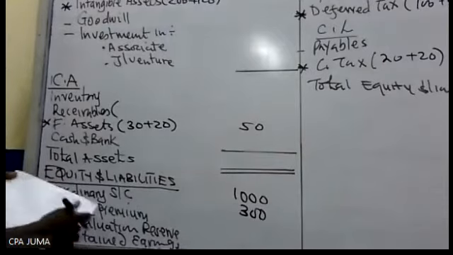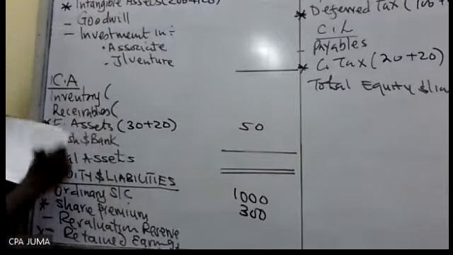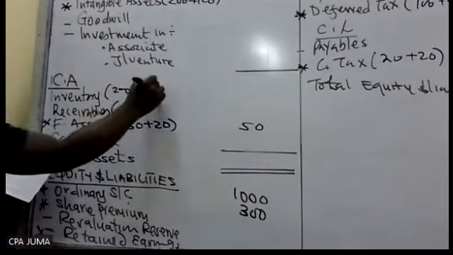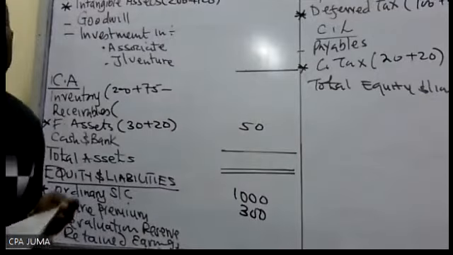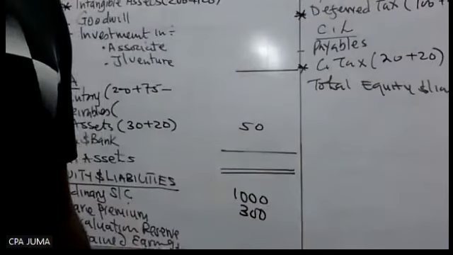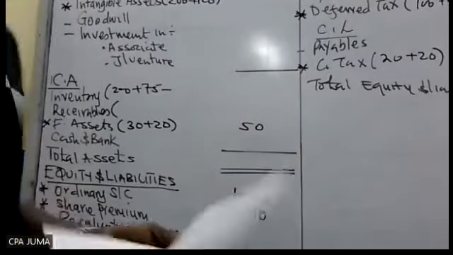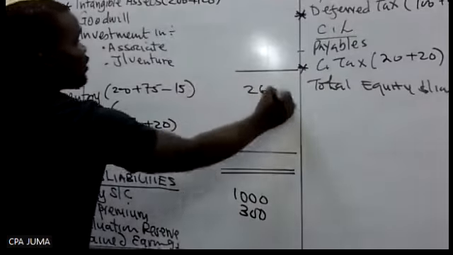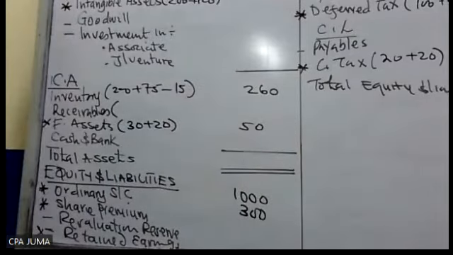So that is that. Inventory will be 200 plus 75 minus UPI, the unrealized profit. How much was the unrealized profit? You calculated, I can remember 15. Yes, it was 15. 200 plus 75 minus 15 is 260. Very good. We want to deal with it properly.